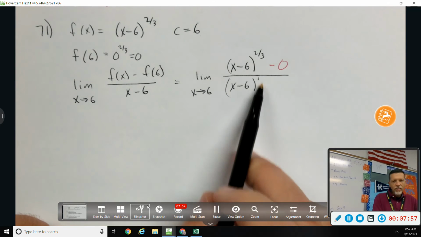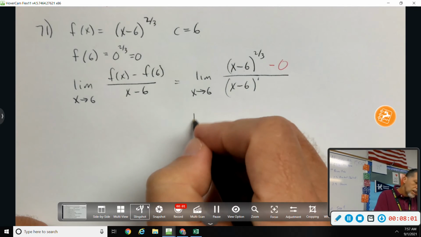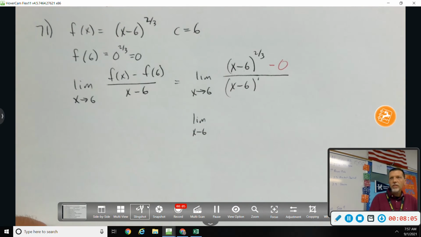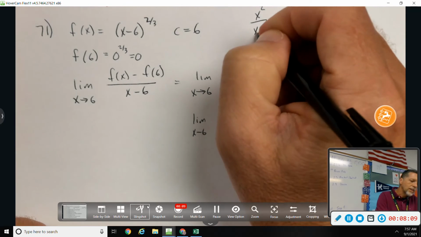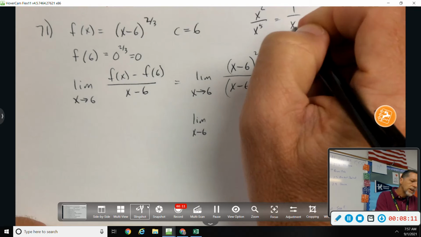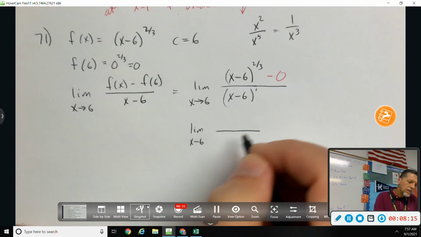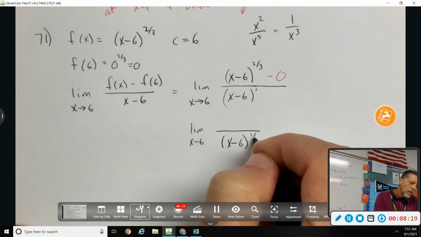So, fraction reducing here, or reducing with exponents. We subtract and put it where the larger exponent was, right? Like x squared over x to the 5th is 1 over x cubed. It's that kind of thing, except that it's with fractions. So 1 minus 2/3 is 1/3.